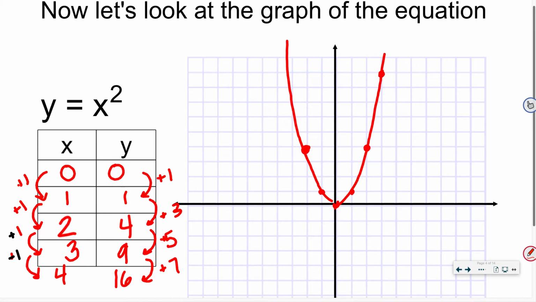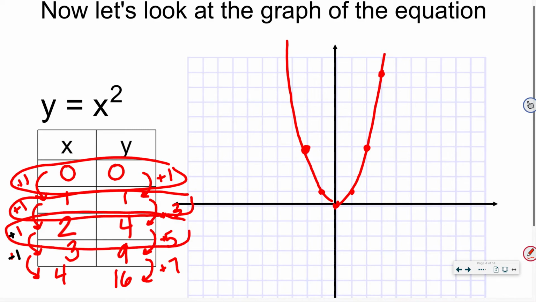So what do you notice? Is my change constant? No. My change in y over my change in x was 1 over 1 here, 3 over 1 here, 5 over 1 here, and 7 over 1 here, which means in between each coordinate, the slope is changing. That's why this increase is different than this increase, which is different than this increase. That's what makes it a curved line.